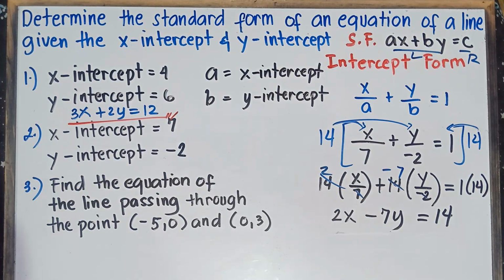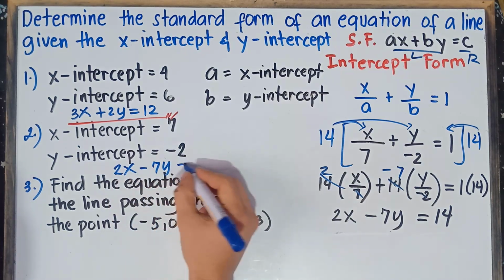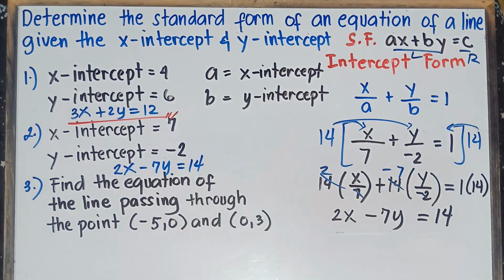Very easy, right? So example number 2, this will be 2x minus 7y equals 14. All set. Alright, let's proceed now to example number 3.